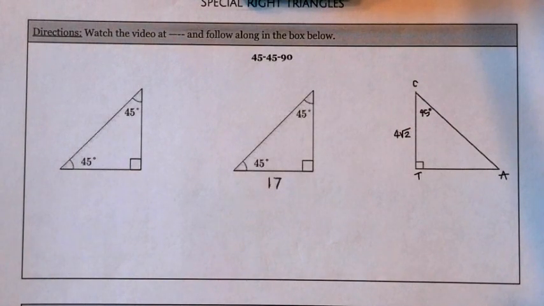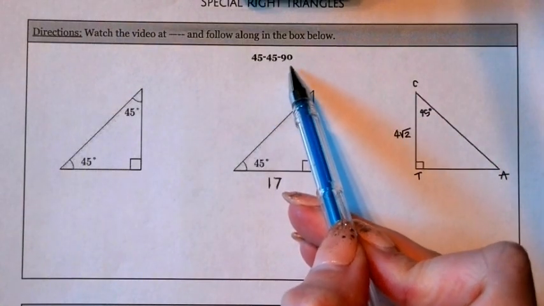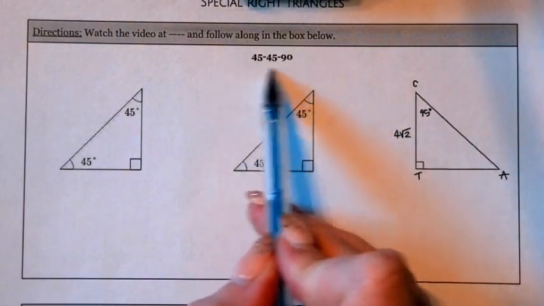All right, we're going to look at some special right triangles as a mini lesson or a reteach, in case you need it or in case you were absent. And so we have two types. The first type that we're going to be looking at is specifically a 45, 45, 90. These are the angle measurements in the triangle.